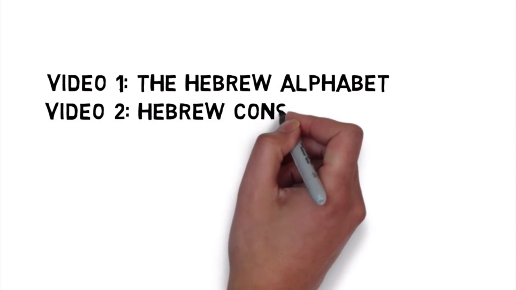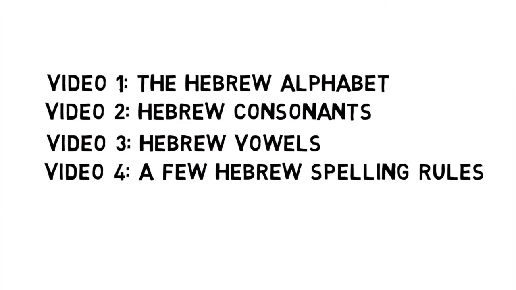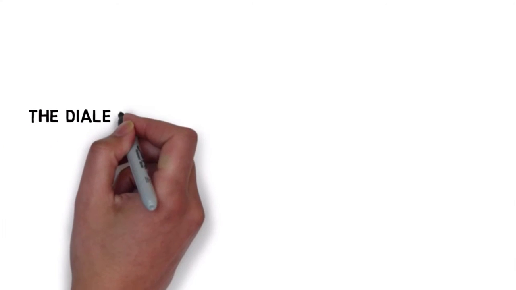The first will talk about the Hebrew alphabet. The second will go over Hebrew's consonants. The third will go over the vowels, and the fourth will cover a few of Hebrew's spelling rules. And just so that we're really accurate with our examples, I have a native speaker here, Maya, who will be helping us out. Hi. We'll be discussing modern standard Hebrew, as spoken in Israel.